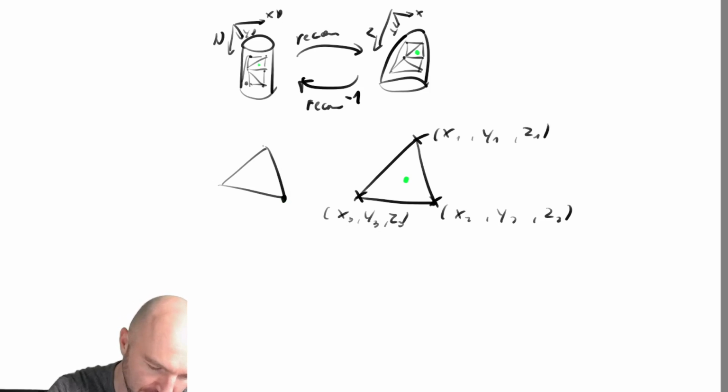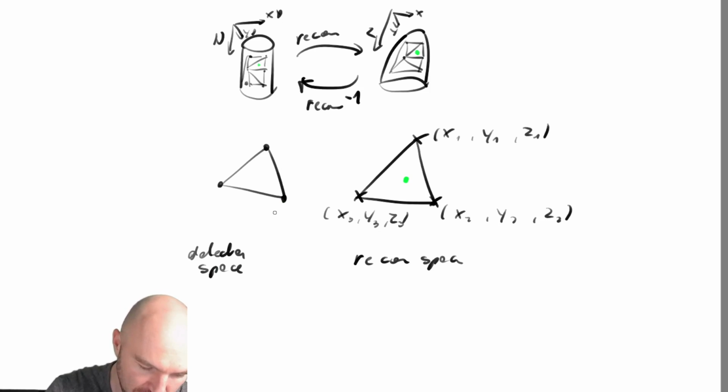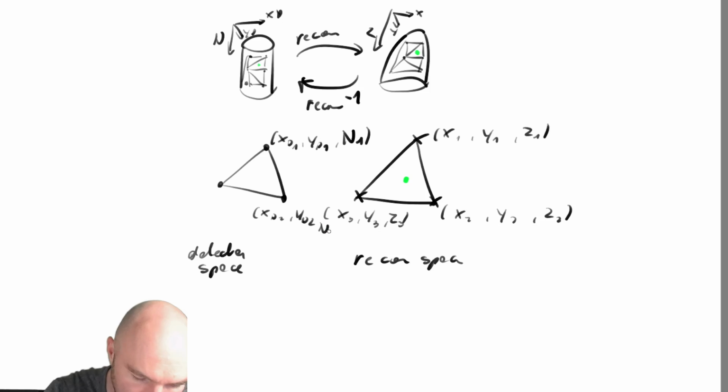And here we've got the same triangle, just in recon space. So this is in recon space, and this is in detector space. And here this corner has an x. Let's start at the same one. So this has xd1, yd1, and n1, N being the evaporation sequence number, and here we've got an xd2, yd2, and an n2. And here we've got an xd3, yd3, and an n3.